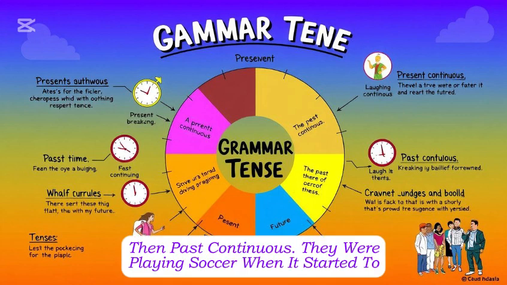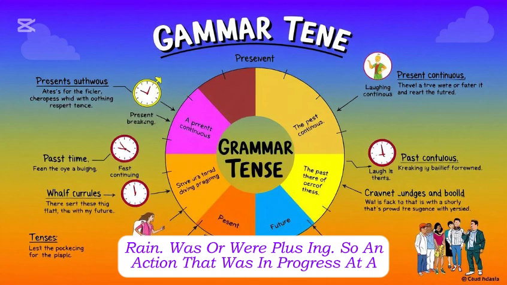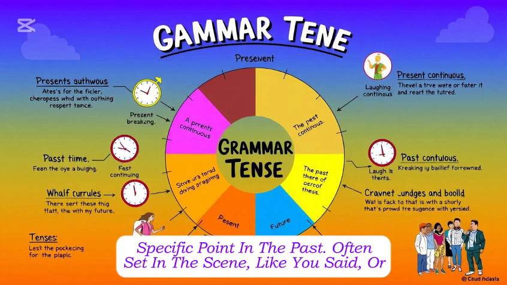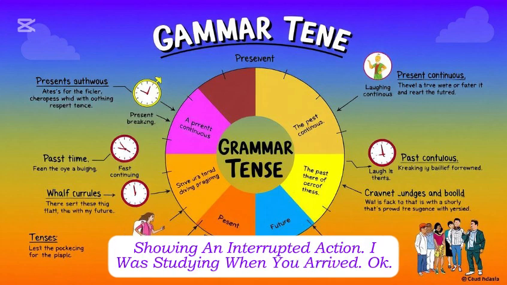Then past continuous. They were playing soccer when it started to rain. Was or were plus -ing. So an action that was in progress at a specific point in the past. Often setting the scene, or showing an interrupted action. I was studying when you arrived.